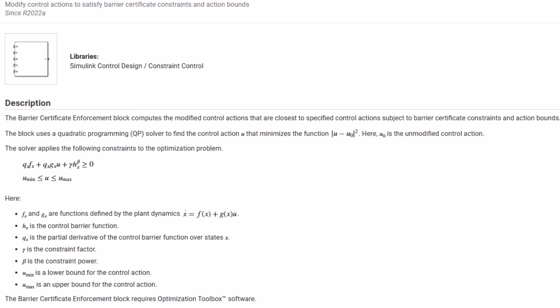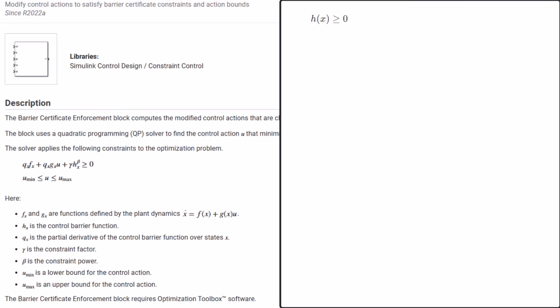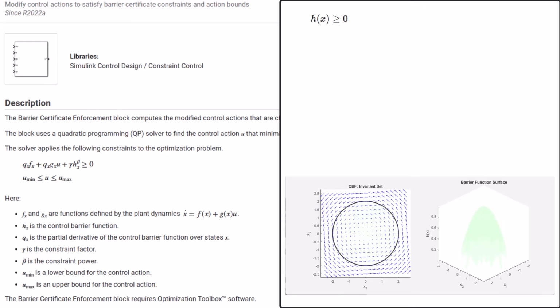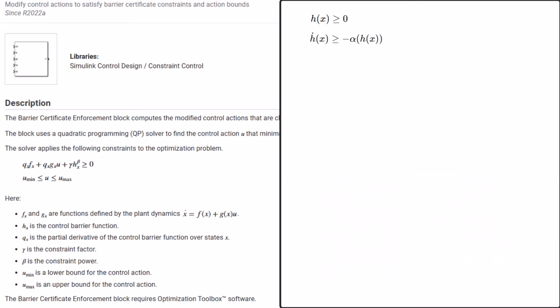You can pause the screen to walk through the derivation as necessary. We define the barrier function h of x, which is greater than or equal to 0, and this defines the set within which the system states should reside. And to make sure going forward the states of the system stay within the set, we need to look at the derivative of h of x. Now, this should be greater than or equal to a rising function of h of x that we show here by this alpha function.